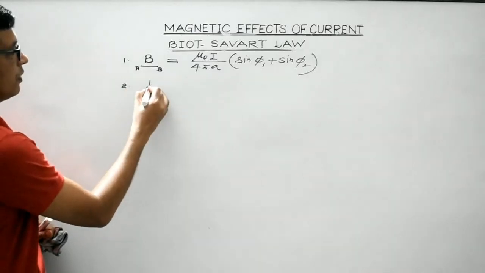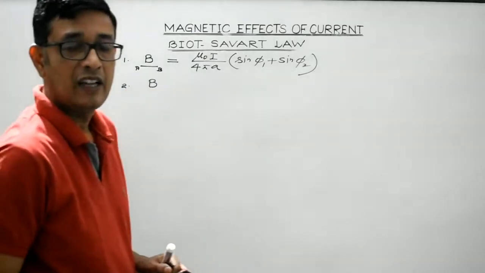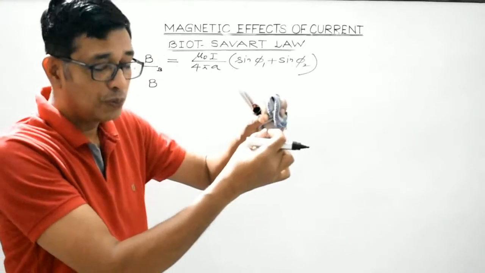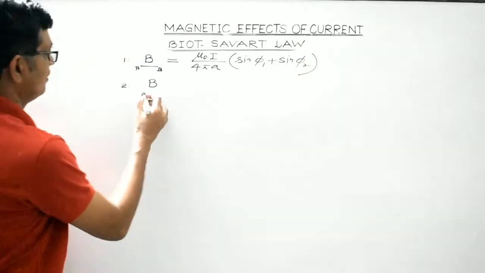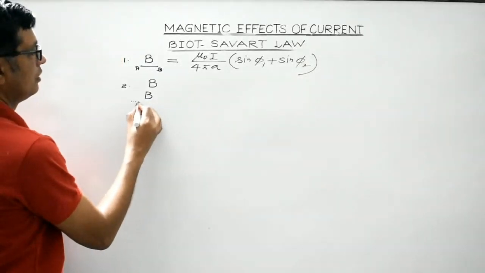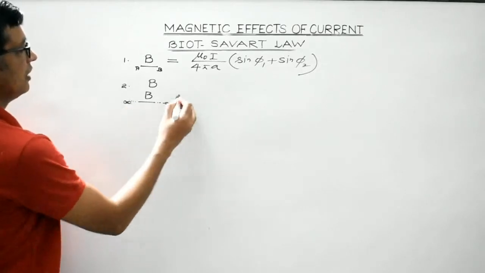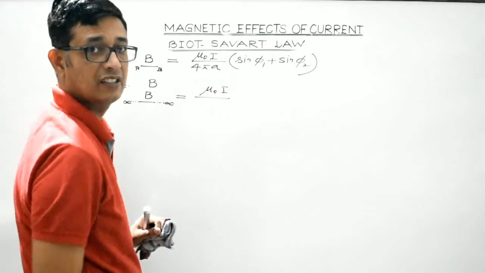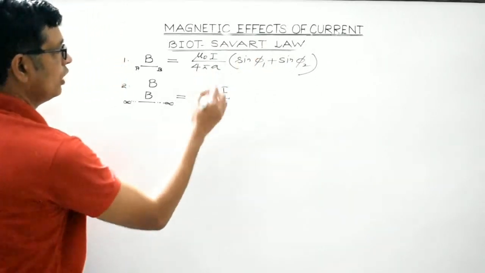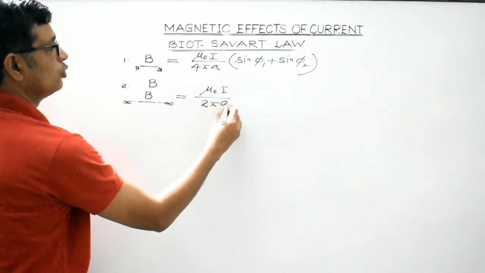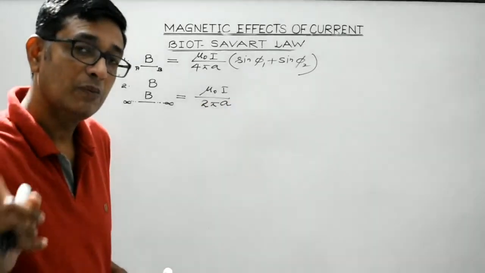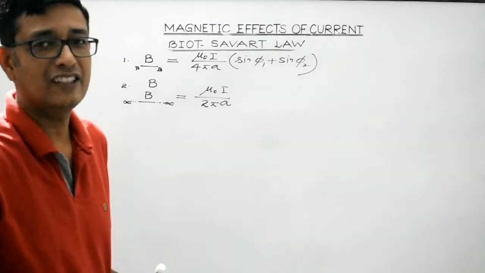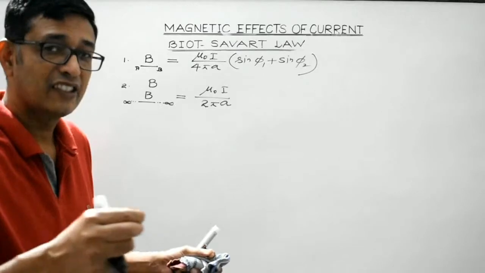Second, the magnetic field at a point due to a straight current carrying conductor whose both ends extend to infinity, like this. So here the formula would be, phi 1 is 90, phi 2 is 90, sin 90 plus sin 90, 1 plus 1, it will become 2. So you'll get mu naught I divided by 2 pi a. So this is the formula for the magnetic field at a point due to a straight, infinitely long current carrying conductor whose both the ends extend to infinity.